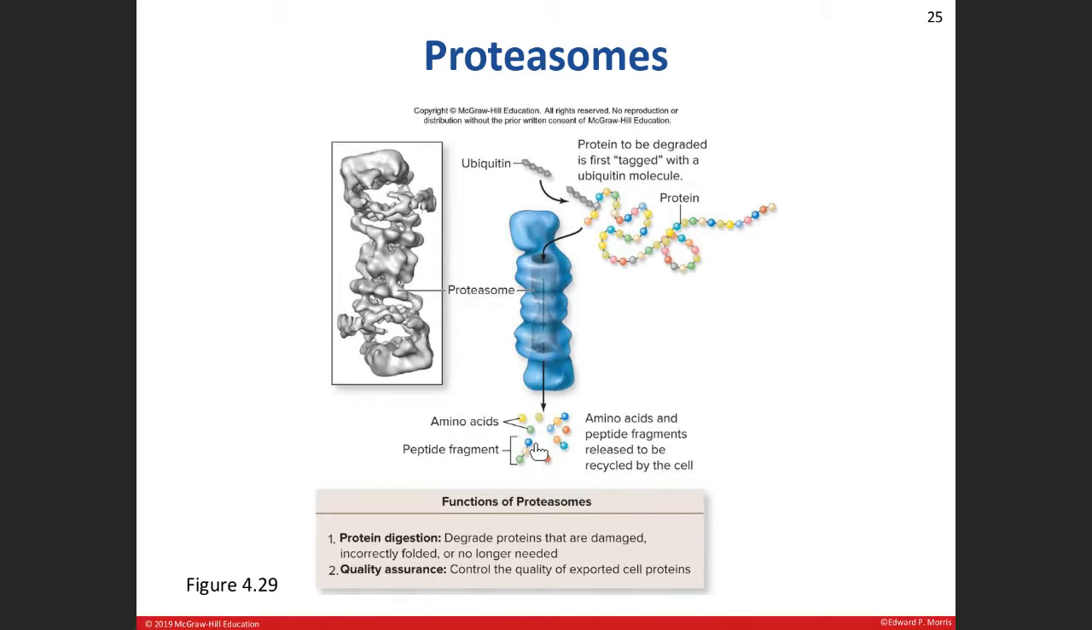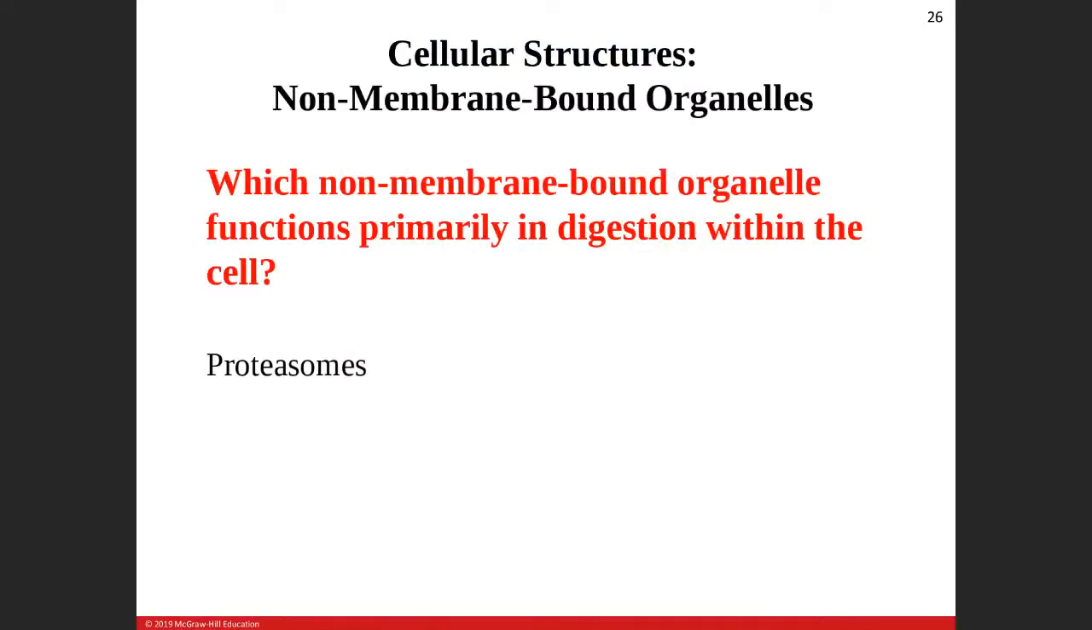Remember, peptides are anywhere from 3 to 21 amino acids long. So it's really a cool way to recycle. Your cells find a way to recycle things here. Which non-membrane bound organelle functions primarily within the cell? That would be proteasomes. And it's an easy one to remember, well, too easy, because the first 5 letters happen to be the first 5 letters of protein.